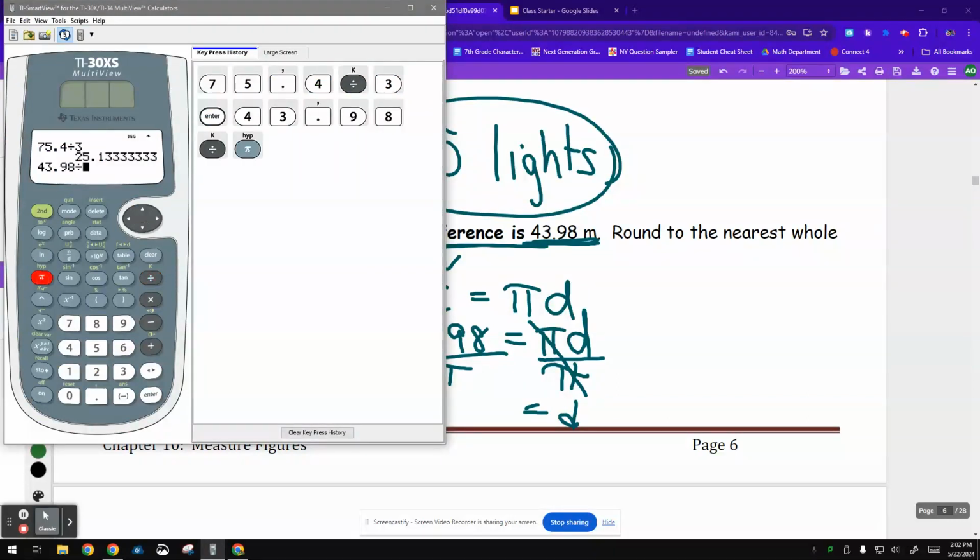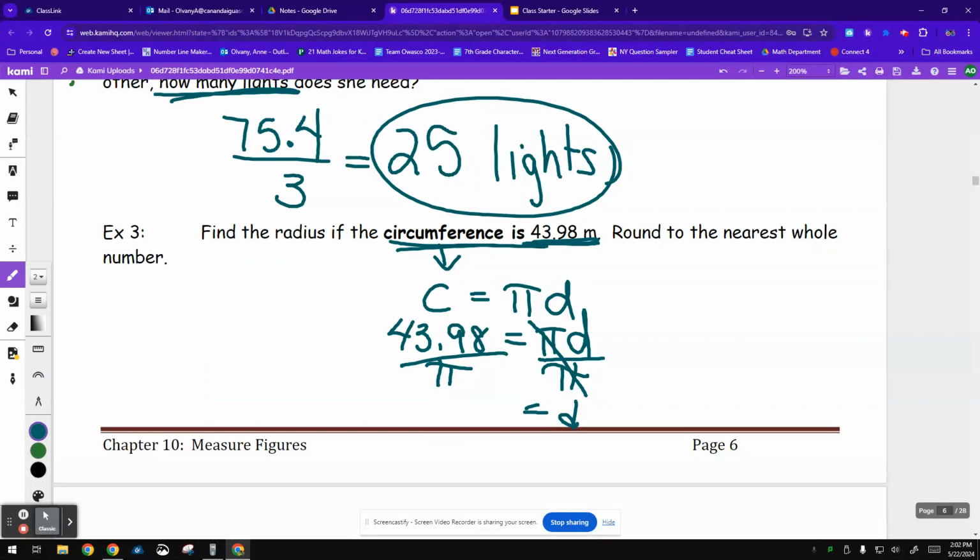43.98 divided by pi is 13.9. Rounded to the nearest 10, it is 14. Let's go back and see if we answered the question. No. Find the radius. Did I find the radius? No. David, how do I find the radius? Yes, so 14 divided by 2 is the radius, 7 meters. We good, Vinny?